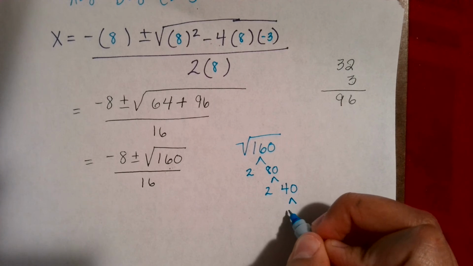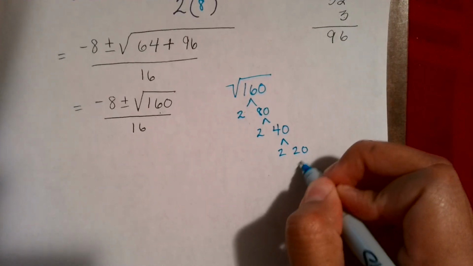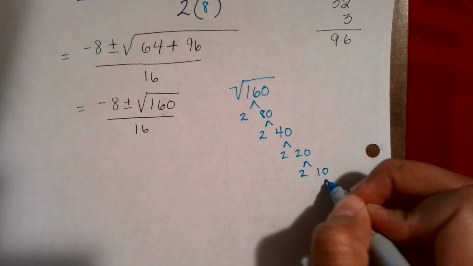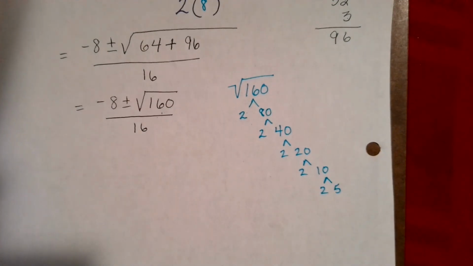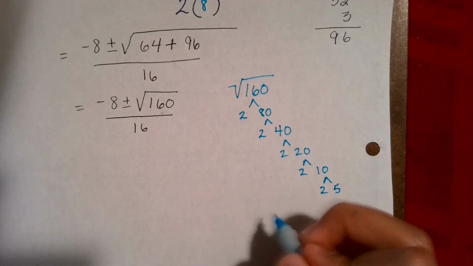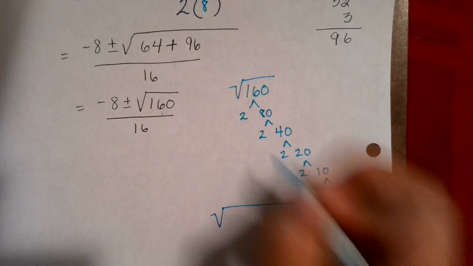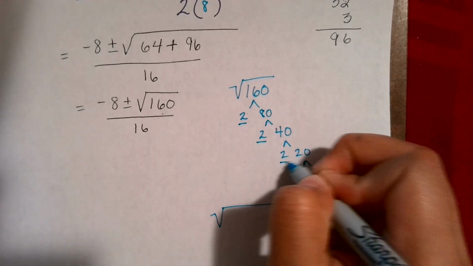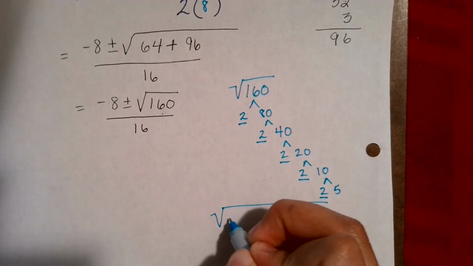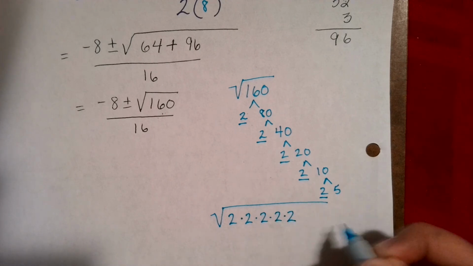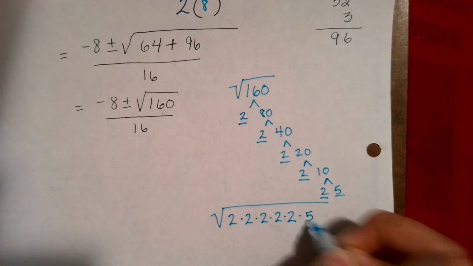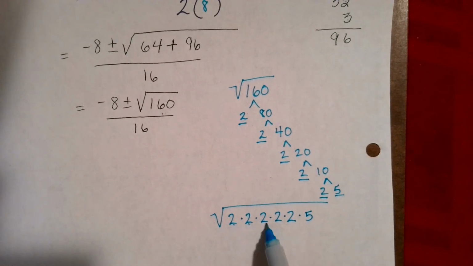40 is 2 times 20. 20 is 2 times 10. And 10 is 2 times 5. So there's my prime factorization for this one. This one's quite longer, as you can see. So we're going to have the square root of, how many 2's is that? That's 1, 2, 3, 4, 5. And then you also have the 5 at the end. So 2 times 2 times 2 times 2 times 2 times 5 is 160.